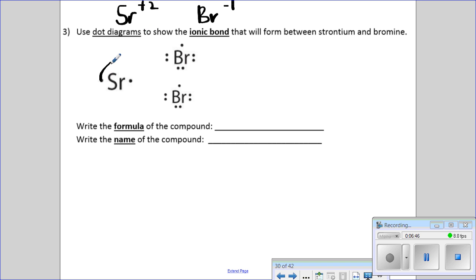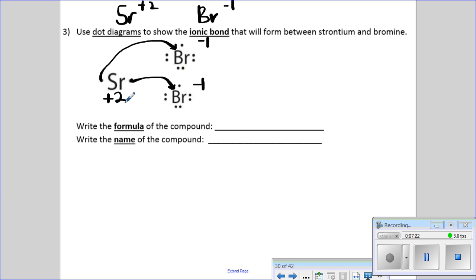So strontium will lose this valence electron to bromine, and so now this bromine is a -1, but strontium needs to lose the other valence electron, so you would need to add in another bromine atom, and now this bromine also has a -1 charge. Strontium has a +2 charge because it lost 2 valence electrons.